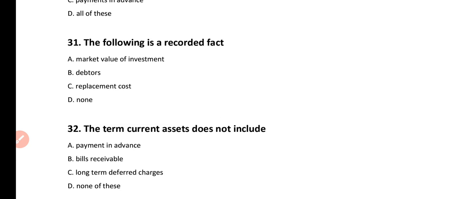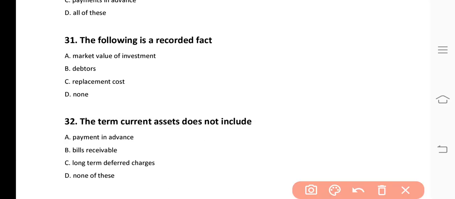MCQ number 31. The following is a recorded fact: market value of investment, debtors, replacement cost, none. The correct option is debtors. That is a recorded fact.